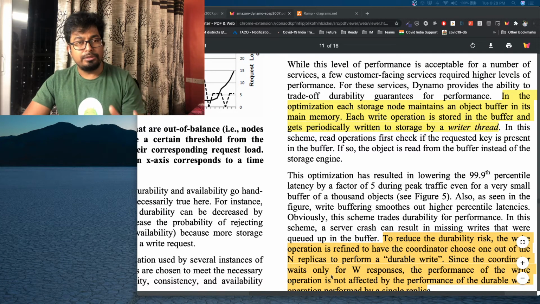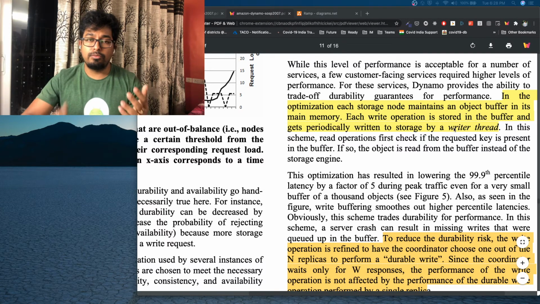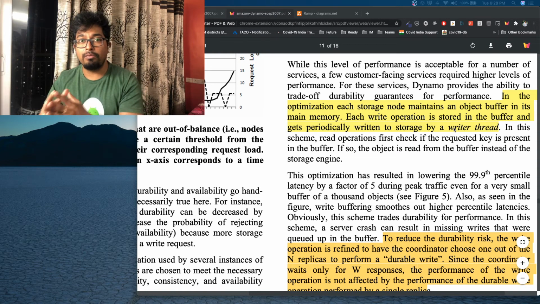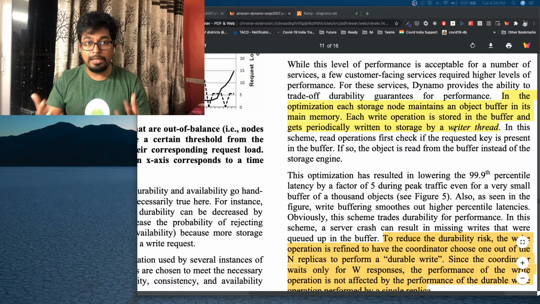Now, Dynamo really tries to eke out as much performance from the system as possible. And one of the optimizations that they did was that each storage node maintains an object buffer in its main memory. Each write operation is stored in the buffer and gets periodically written to storage by a writer thread. So what it's saying is when a write request comes through, the node just stores it in its memory and immediately returns, thereby making it super fast because the node is not waiting for the data to be written to the disk. But then this has its problems.